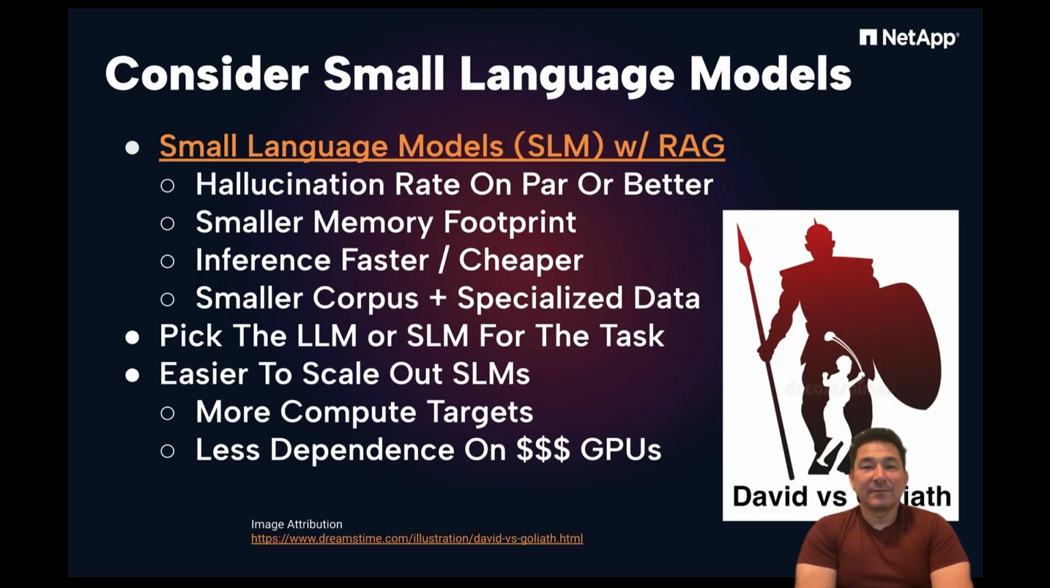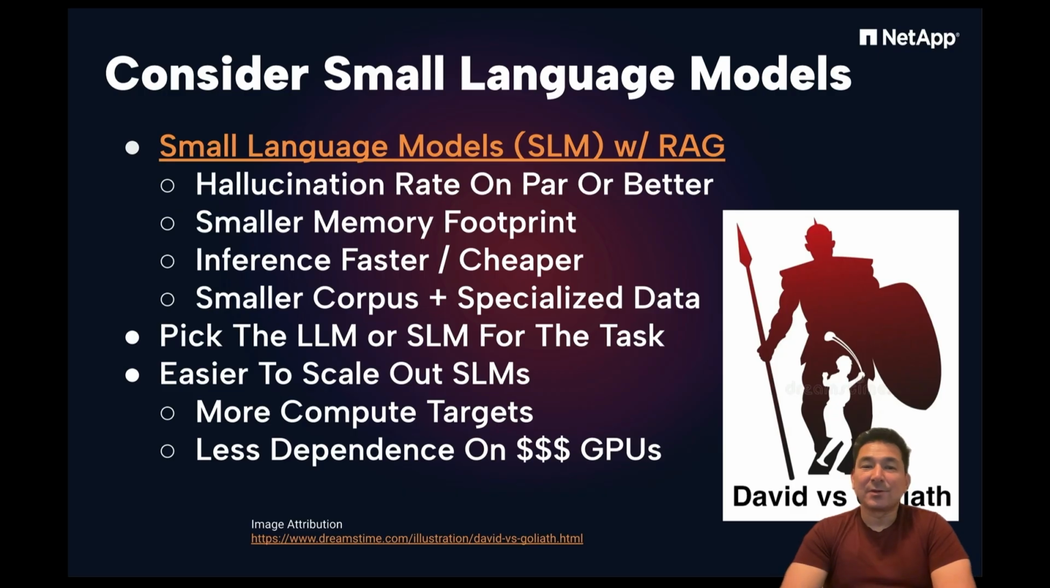So as an alternative, there's been a lot of chatter recently about using small language models for RAG-based implementations. In the link included at the top of the slide, studies have shown that small language models have a hallucination rate the same or even better than large language models. And because they have a much smaller memory footprint and the inference is cheaper and faster, small language models are making a huge splash on the AI stage today.